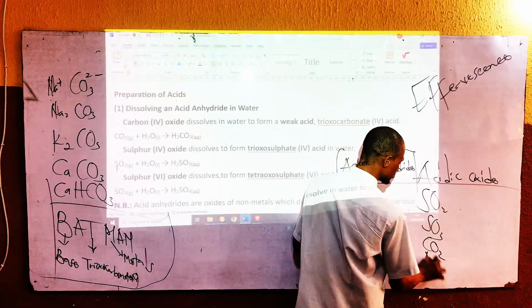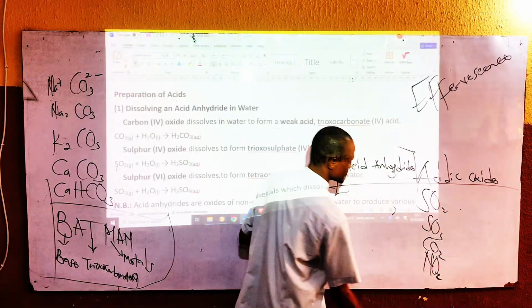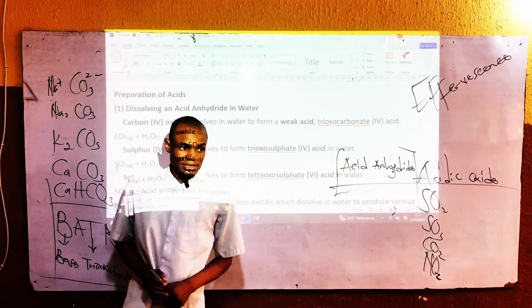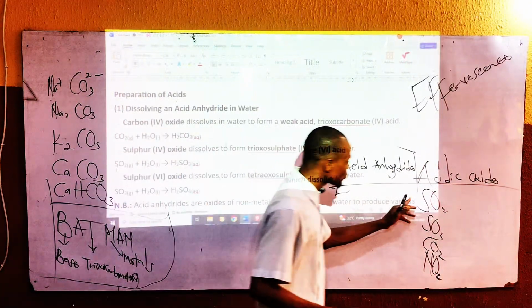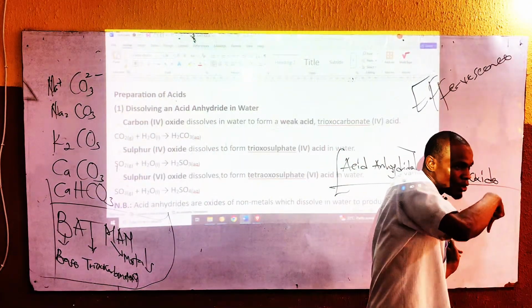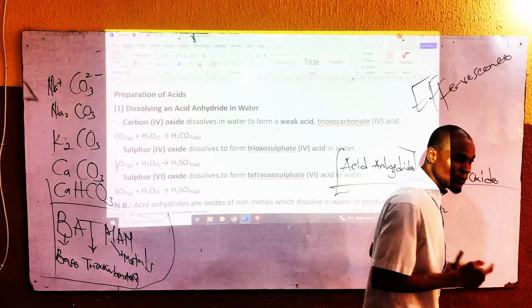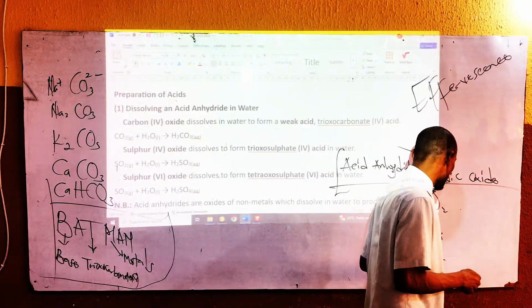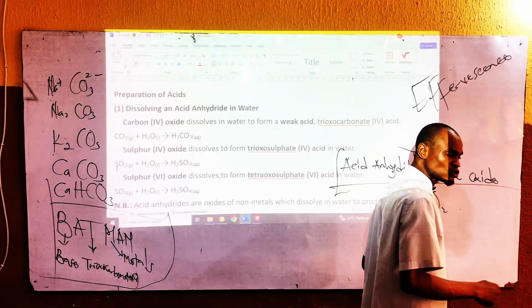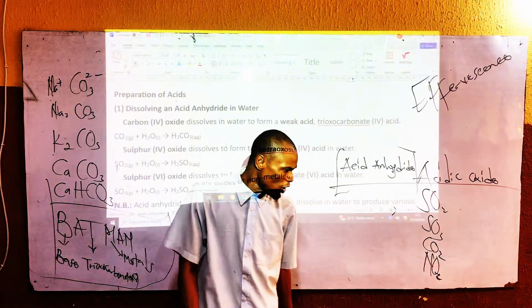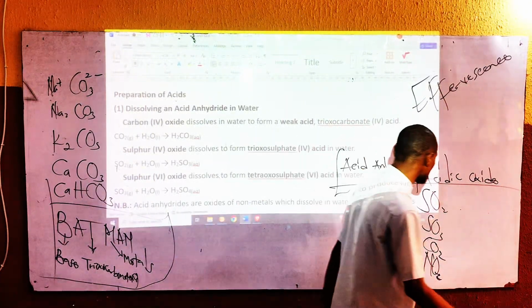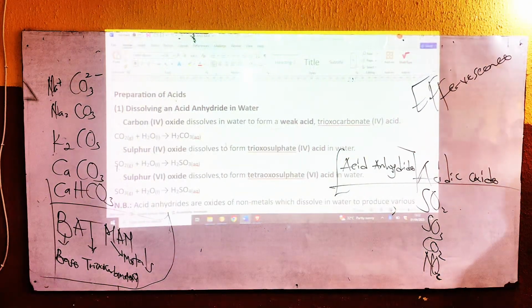Nitrogen oxide, sulfur oxide, carbon oxide. These are oxides of non-metals. Sulfur is a non-metal, oxygen is a non-metal, carbon is a non-metal, nitrogen is a non-metal. Can you see? Nitrogen oxide, sulfur oxide, and carbon oxide.